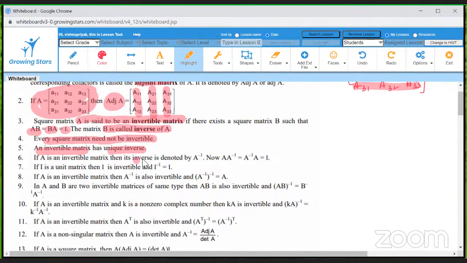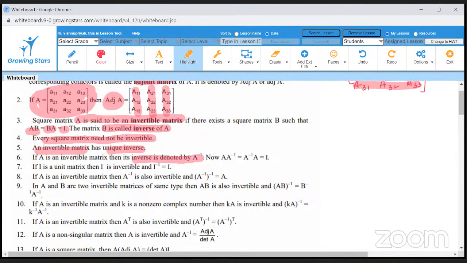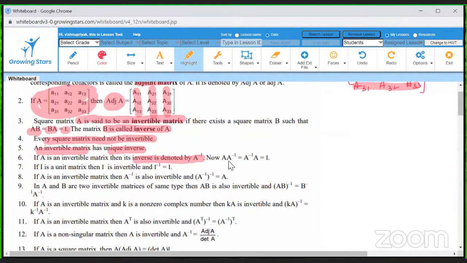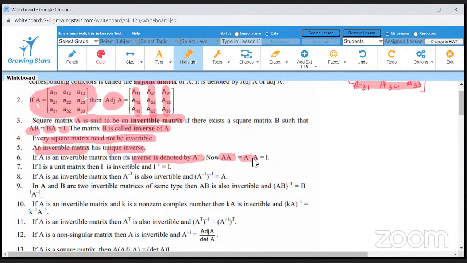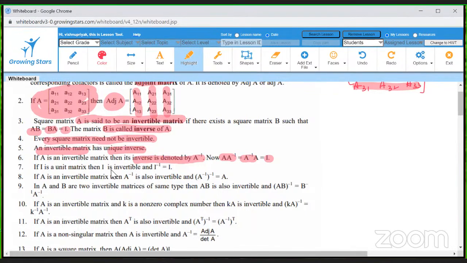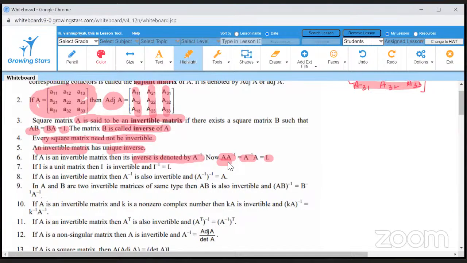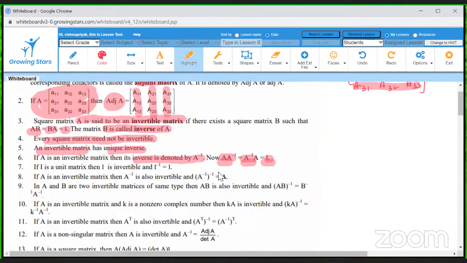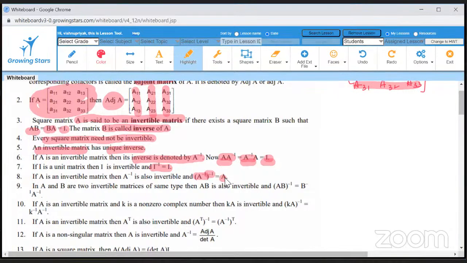And inverse is denoted by A inverse, like this. If A into A inverse is equal to A inverse into A is equal to I, that means inverse exists. Remember, always A into A inverse is A inverse into A and both are equal to unit matrix. Always I inverse will be I only. If you take inverse double times, you will get A again.